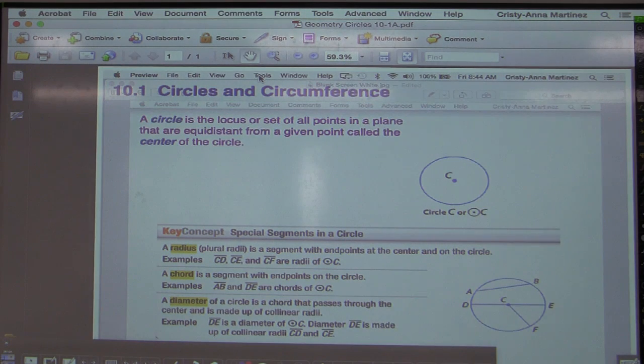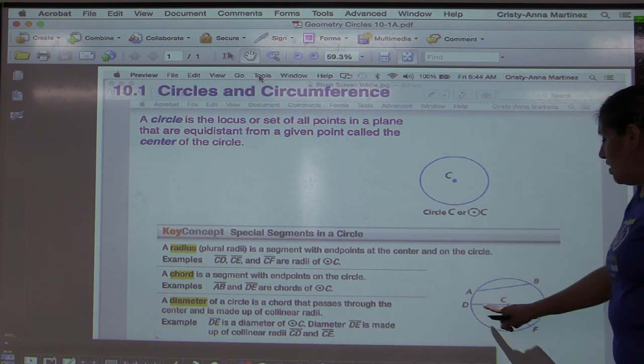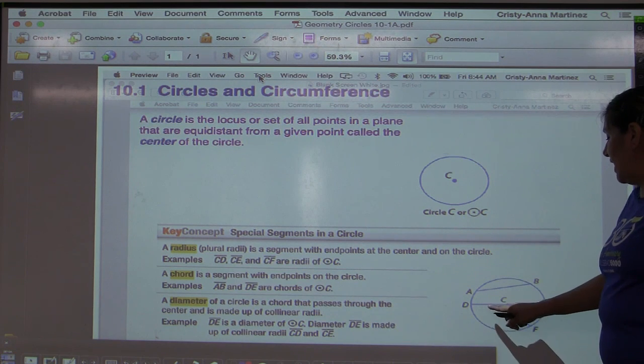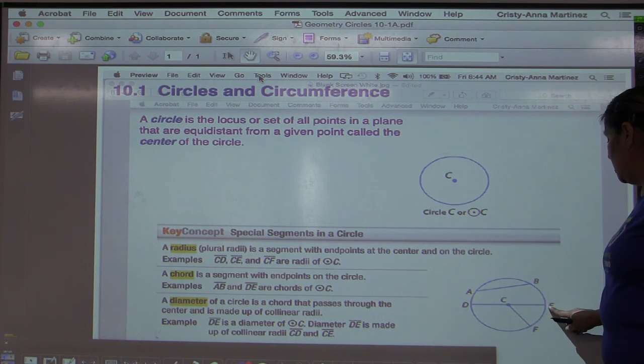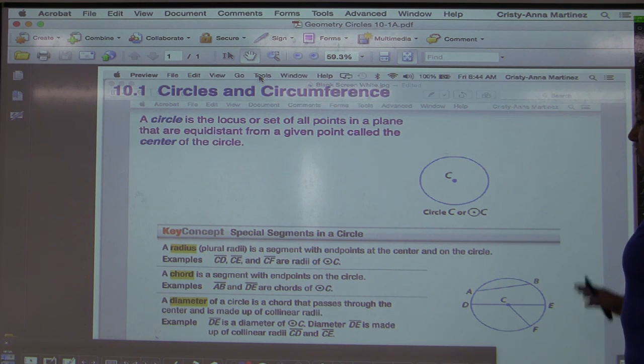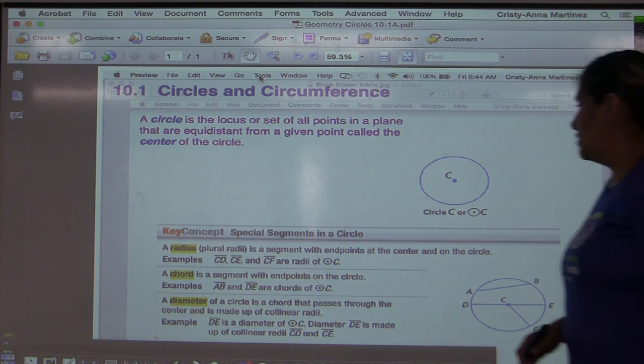A diameter of a circle is a chord that passes through the center and is made up of collinear radii, collinear meaning on the same line. So the radii CD and CE are collinear. Those are some of the definitions and vocab that you need to have as we go forward.